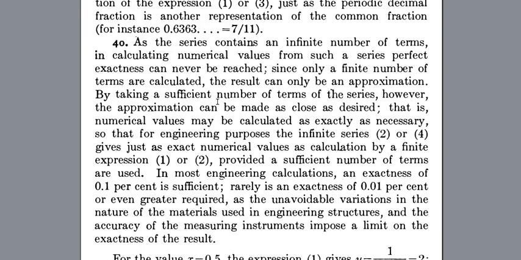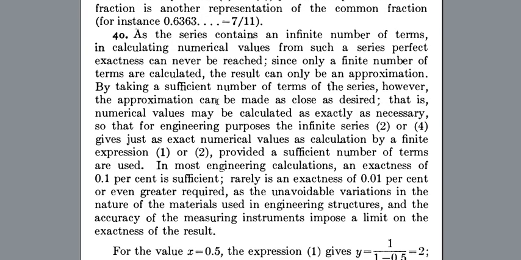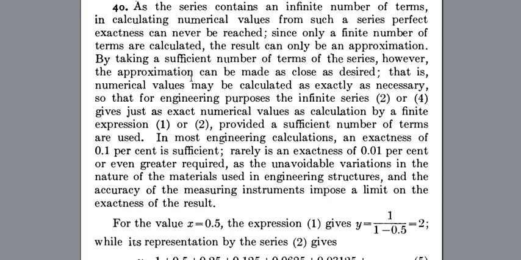Section 40. As the series contains an infinite number of terms, in calculating numerical values from such a series, perfect exactness can never be reached. Since only a finite number of terms are calculated, the result can only be an approximation. By taking a sufficient number of terms of the series, however, the approximation can be made as close as desired. That is, numerical values may be calculated as exactly as necessary, so that for engineering purposes, the infinite series 2 or 4 gives just as exact numerical values as calculation by a finite expression, 1 or 3, provided a sufficient number of terms are used.